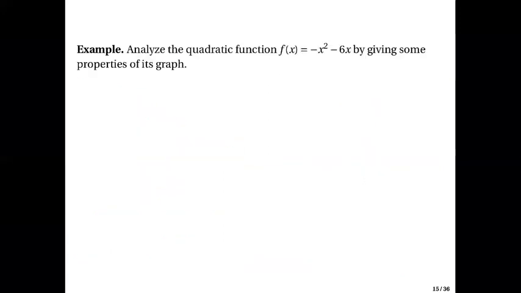For our next example, analyze the quadratic function f of x by giving some properties of its graph. So we want the vertex, the opening, and the axis of symmetry. Those are the three important properties for the graph. And then we will have two other points aside from the vertex in order to sketch the graph of this function here.